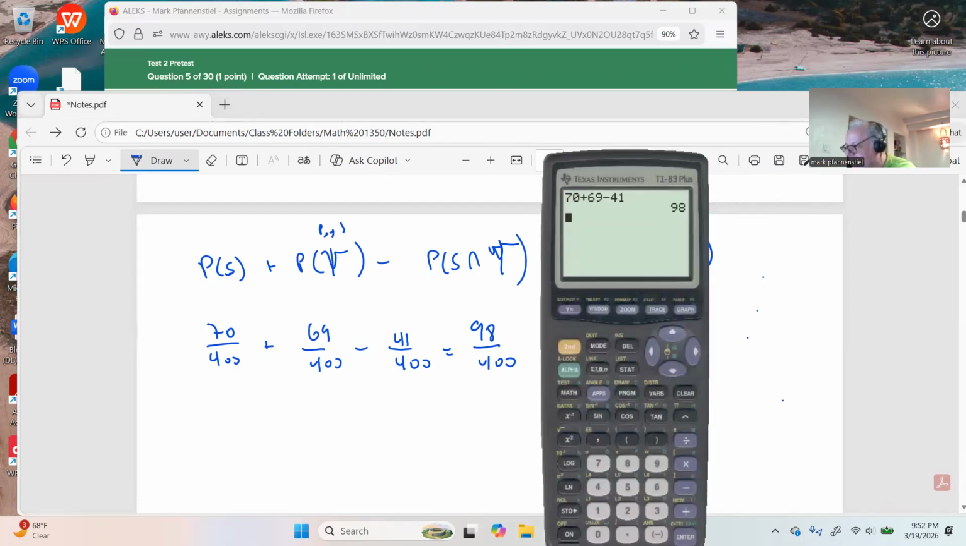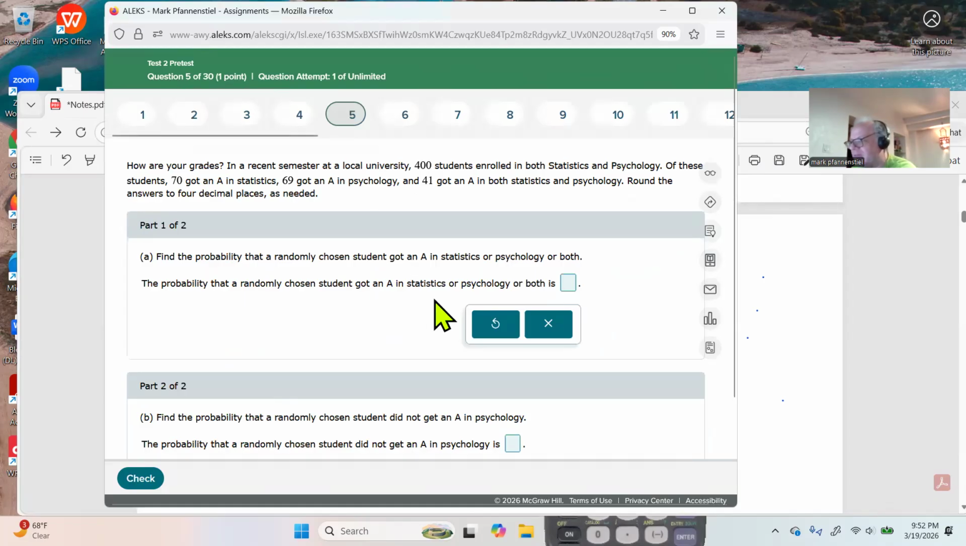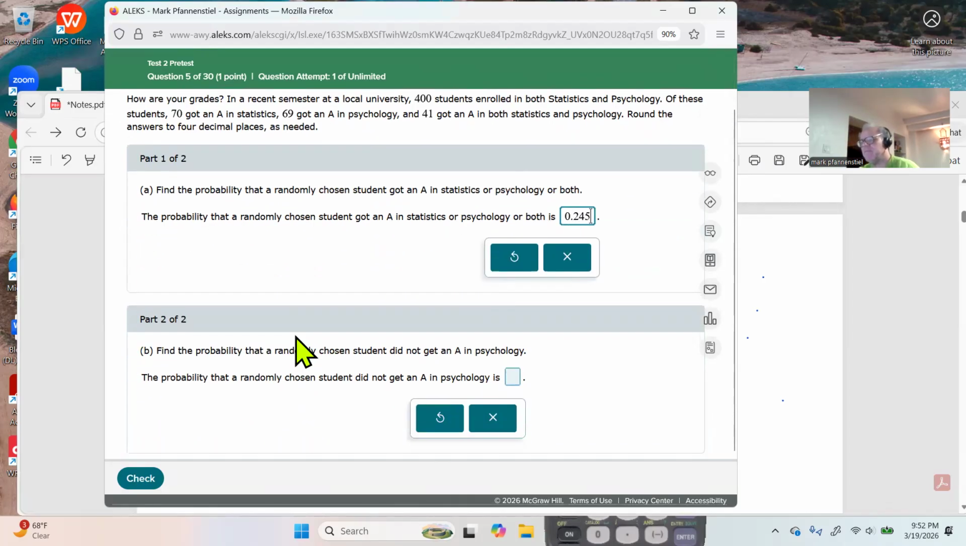So we go back to a calculator here. We'll say divided by 400 and get our answer is 0.245. We're going to write that down in our answer. 0.245. Okay, next one.